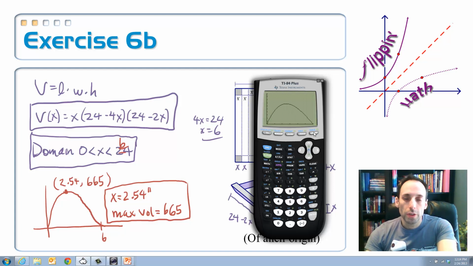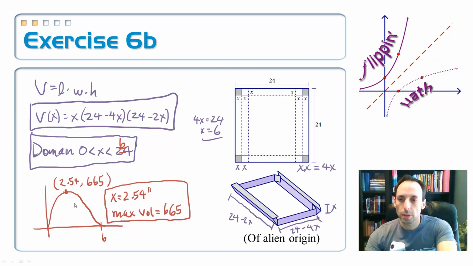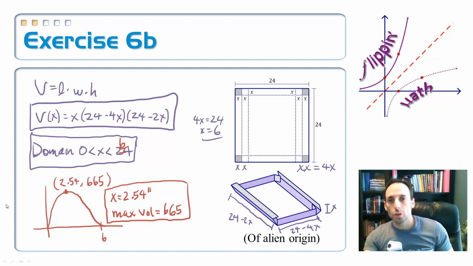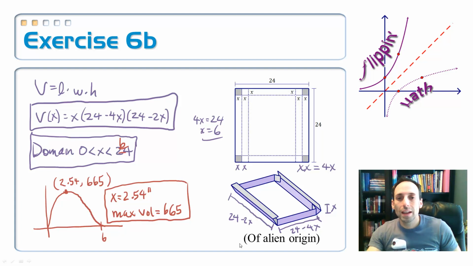So back on the little graph, and then you maximize, you find the maximum value right in there. And that's the point that's displayed here. So 2.54 comma 665. The x value is the x value of the square that you're going to cut from your little diagram there. And then the y value is the maximum volume. That's the biggest volume that we can get if we cut it and make a box like this. 665, and that should be in inches cubed.